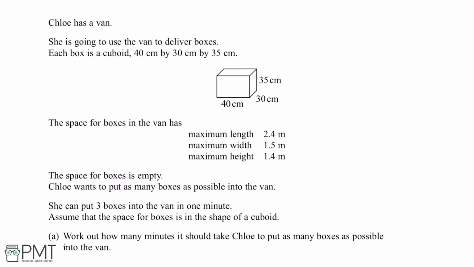Chloe wants to put as many boxes as possible into the van. She can put 3 boxes into the van in 1 minute. Assume that the space for boxes is in the shape of a cuboid. Work out how many minutes it should take Chloe to put as many boxes as possible into the van.